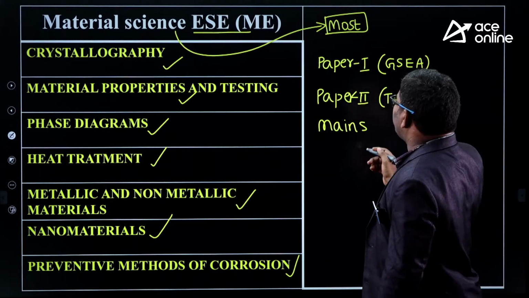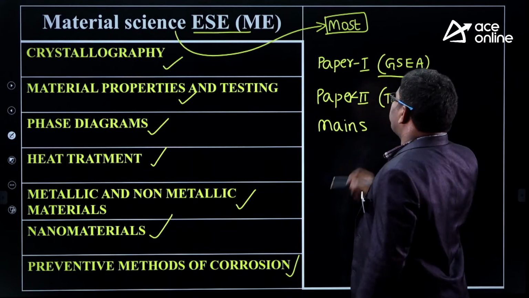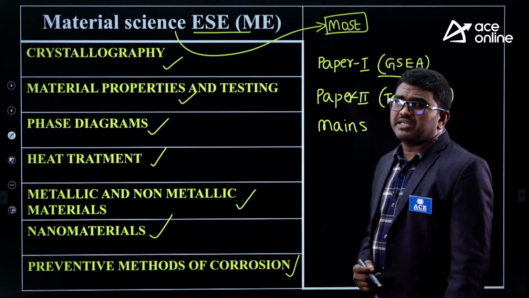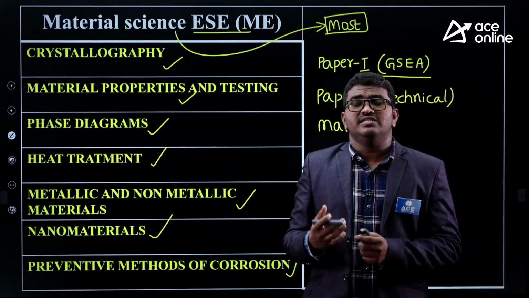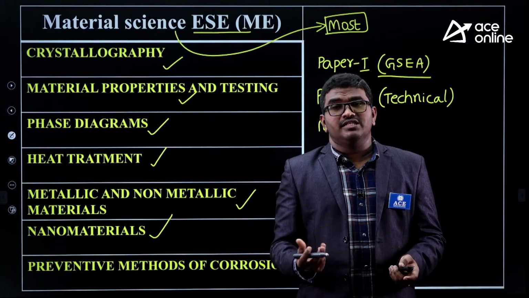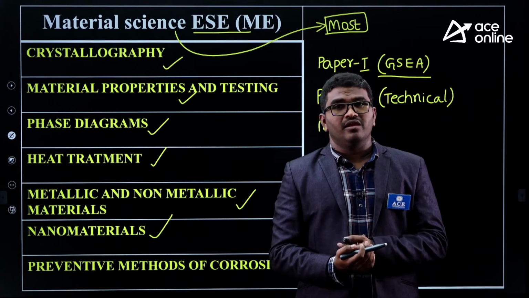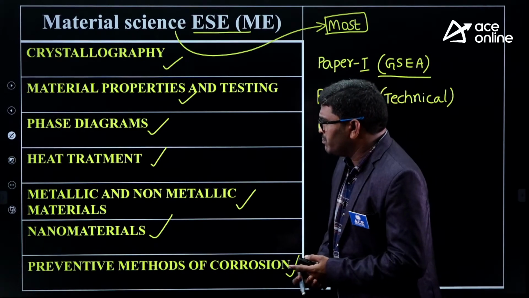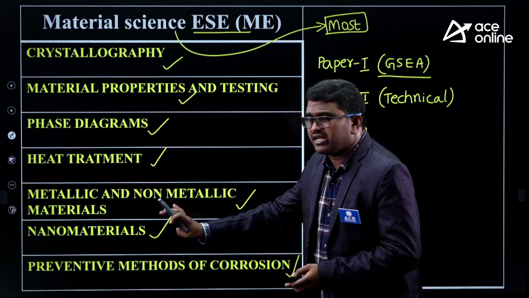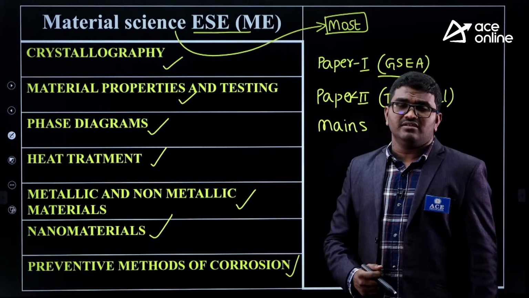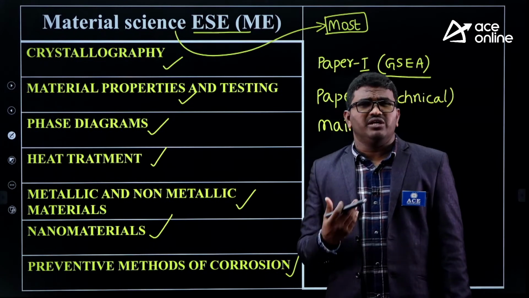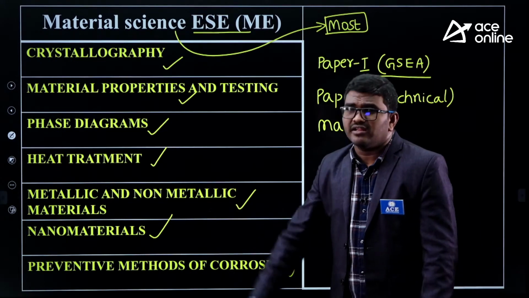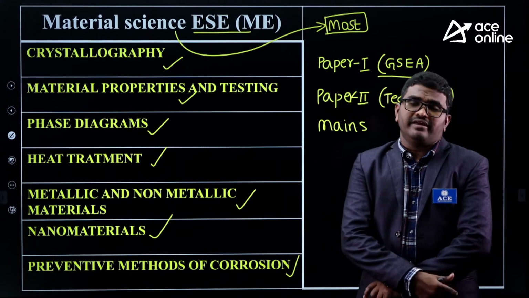Not from the GS point of view, paper 1 point of view, not only these topics, but also electrical materials like conductors, semiconductors, insulators, magnetic materials, superconductors are there. For the GS paper 1 point of view, no need to remember nanomaterials because it's an advanced method. This paper 1 is common for all branches. That's why no need to read nanomaterials. It's an advanced material actually, right?